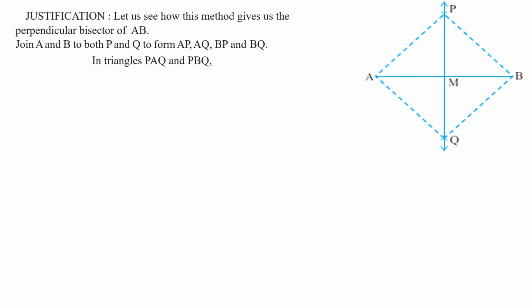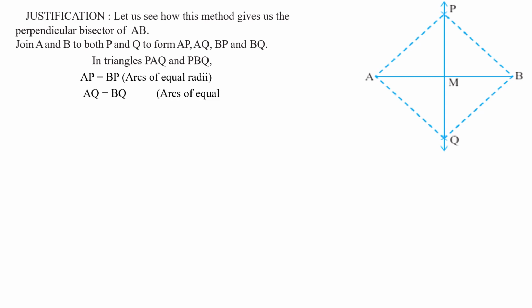In triangles PAQ and PBQ, we get two triangles. For this line, the left side is one triangle PAQ and the right side is another triangle PBQ. AP is equal to BP, arcs of equal radii. Both are of equal radii.